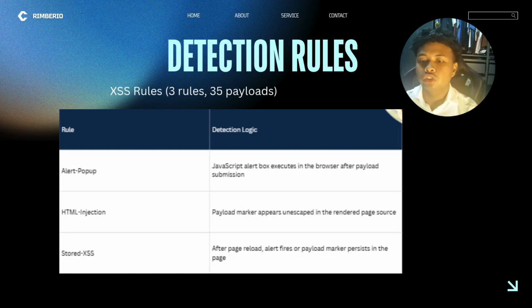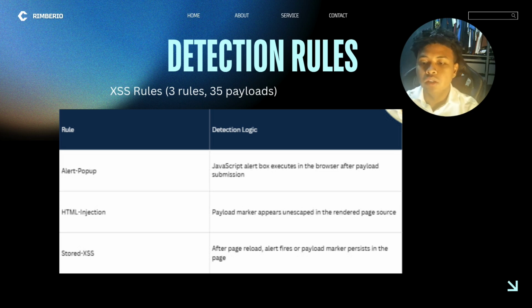Okay, let's move on to cross-site scripting detection rules. So I implemented 3 rules with 35 payloads. So the first rule is alert pop-up. The system submits cross-site scripting payloads containing JavaScript alert functions and uses Selenium to detect whether an alert box actually executes in the browser. So this is important because it confirms true JavaScript execution, not just the presence of the payload in the source code.